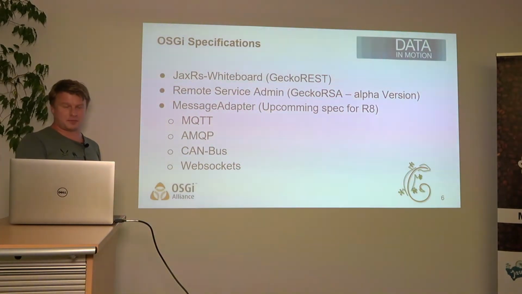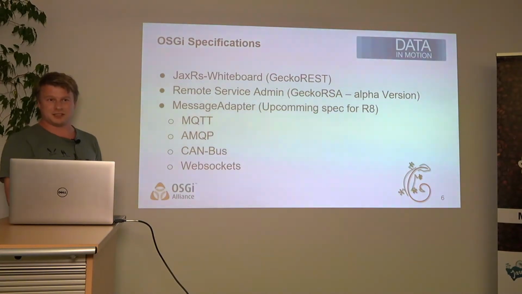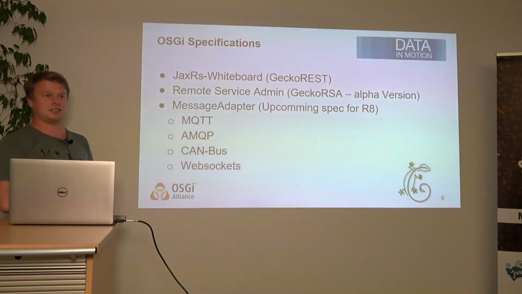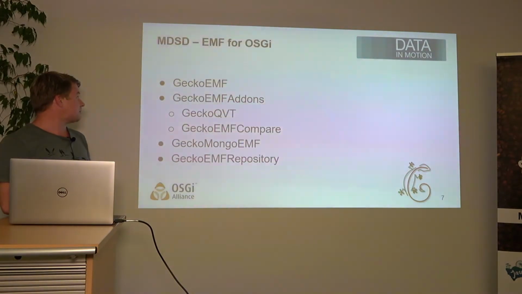So the remote service admin takes care of this for you. Hopefully an upcoming spec for the next version of OSGi is the message adapter Mark is working on, which can give you unified access to all kinds of messaging systems from CAN bus, MQTT, JMS, WebSockets, whatever you want to use. This is where one API and different implementations come in handy. You have one front and you don't care what's underneath it. So if MQTT is not available anymore, then you take the AMQP version whatsoever.